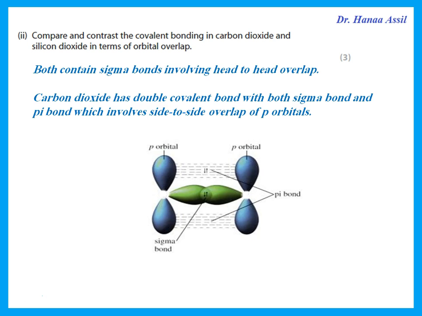So this is what he's saying, compare and contrast. Carbon dioxide is a double bond. Silicon dioxide would form single bonds. So both of them contain sigma bonds involving head-to-head overlap. But the carbon dioxide has a double bond, and double bond means I have both sigma and pi, and the pi involves side-to-side overlap of the p orbitals.